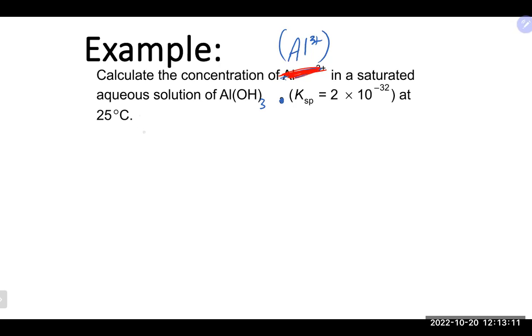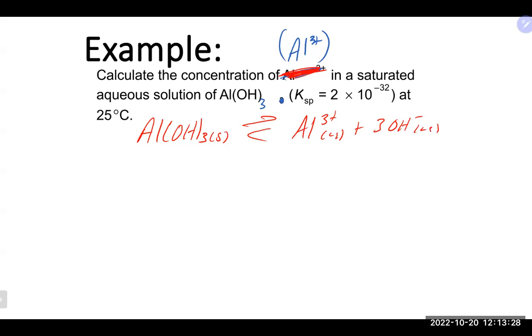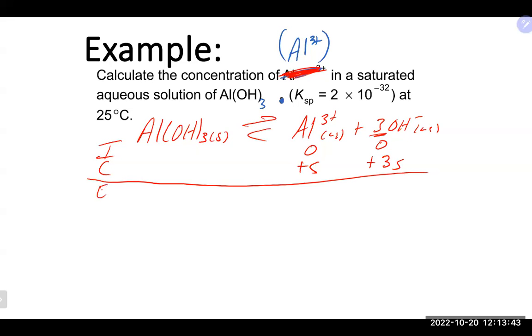So we will start with our equation. Once again, we see a KSP value for this guy, so we know it will be solid. This will break apart into aluminum and 3 hydroxides in this case. Initially here, we're going to have 0 and 0. Change will be plus S. And again, we do want to make sure we take into account the 3 there. So it's going to be plus 3S. We're going to end up here at equilibrium with S and 3S in this case.